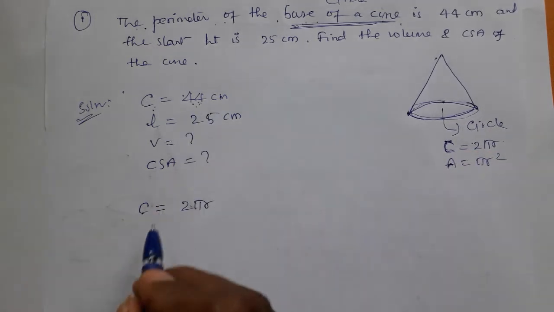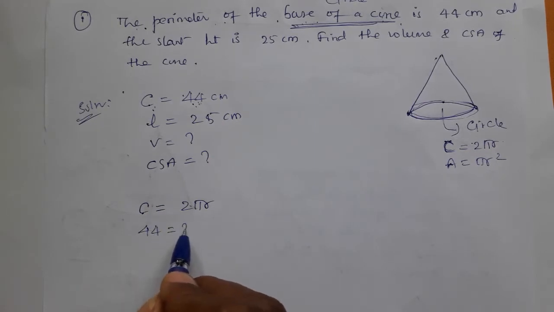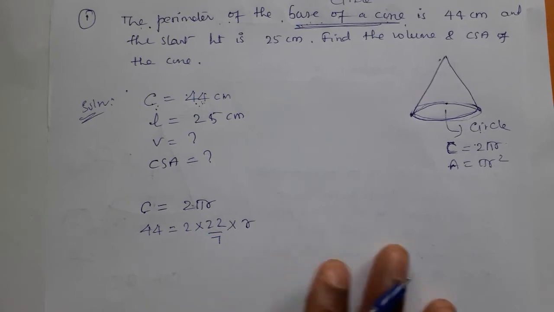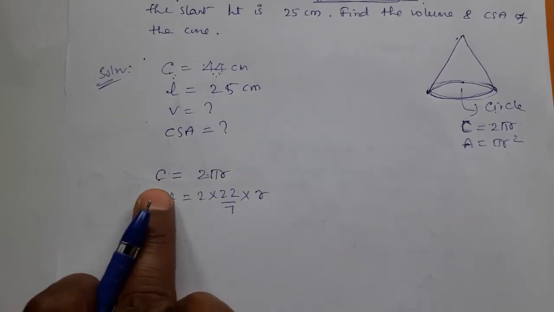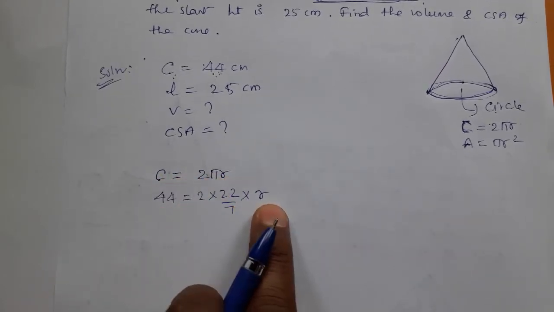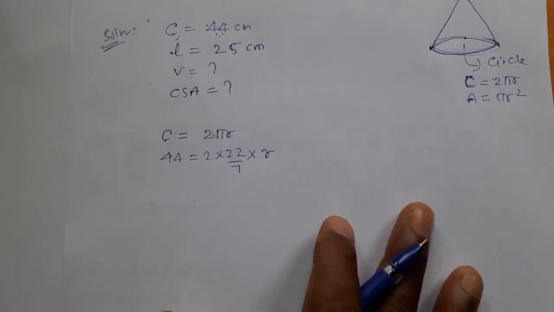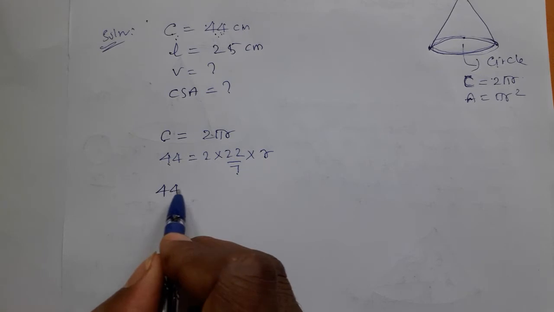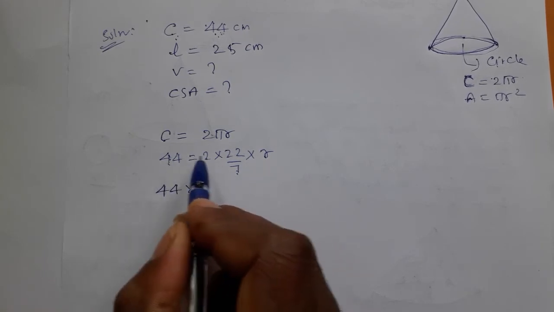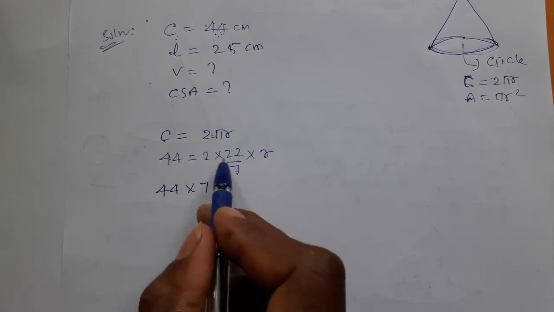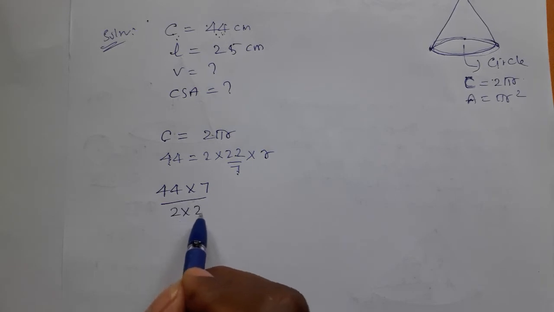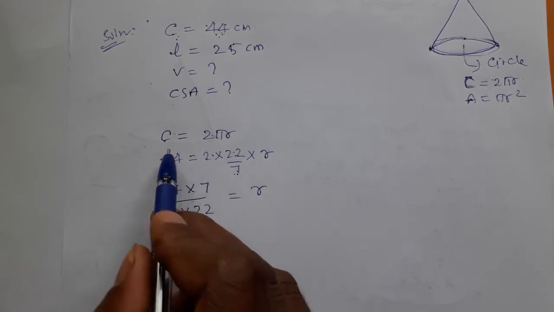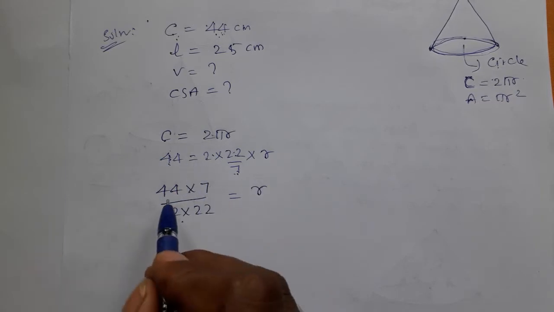Circumference is given as 44, so we write 44 equal to 2 into 22 by 7 into radius. The radius is not given, so we use the formula to find the radius. 2, 22, 7 you cannot cancel, so we cross multiply. The 7 is transposed, and 2 into 22 shifts to the denominator, with 44 into 7 in the numerator.